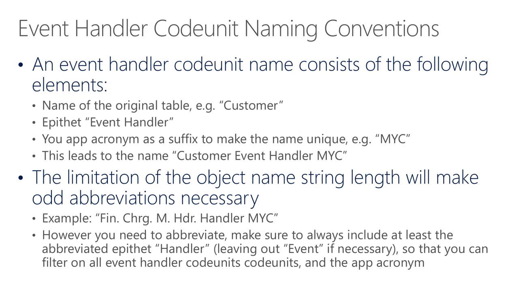The naming conventions of event handler code units are much the same, so that you arrive at a composite name of Customer Event Handler MYC. Limitations of the string length of object names have an even greater impact here, since the epithet event handler runs longer than the epithet class. Make sure to always include at least the abbreviated form handler so that you can easily filter on all event handler code units.